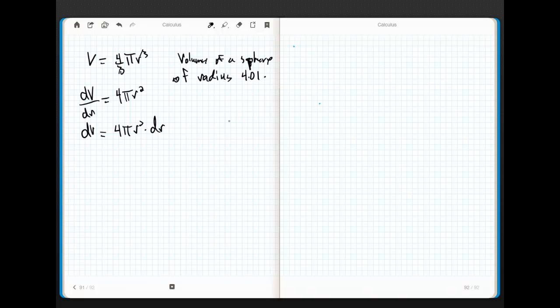Now, let's just slow down here. This works for every single sphere because all spheres have this volume, and they're going to have this differential set up. Okay? Now, look at the radius. The radius is 4.01. What's the closest whole number that's easy to work with? 4, right? Well, let's think about this for a sec.